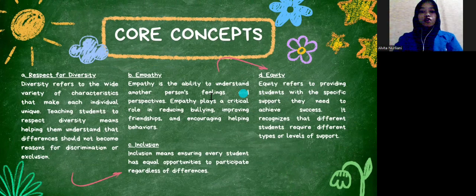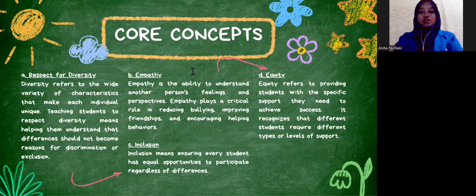Next, there are four main concepts of a tolerant classroom. First is respect for diversity. It helps students understand that our differences make us unique and should never be a reason to leave someone out. Next is empathy. It teaches kids to step into someone else's shoes, and this is the tool for stopping bullying and building real friendships.